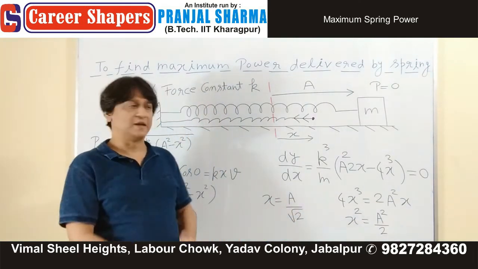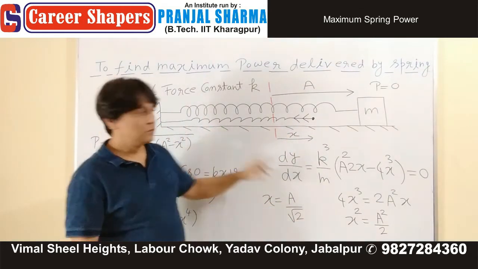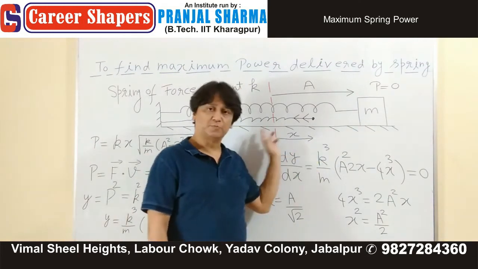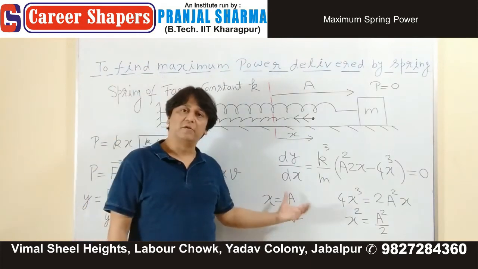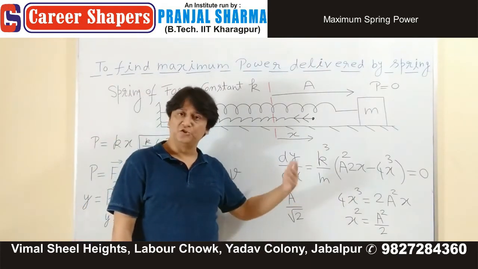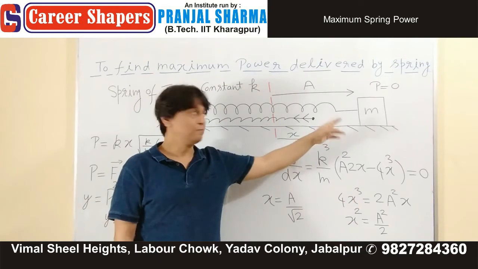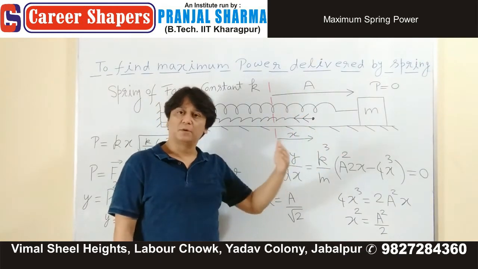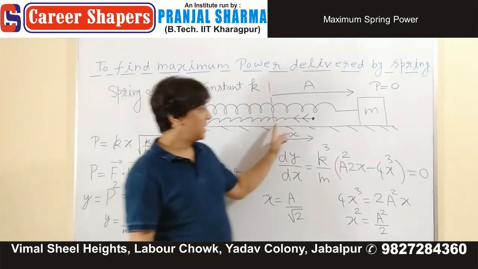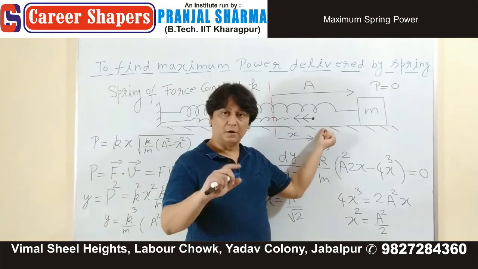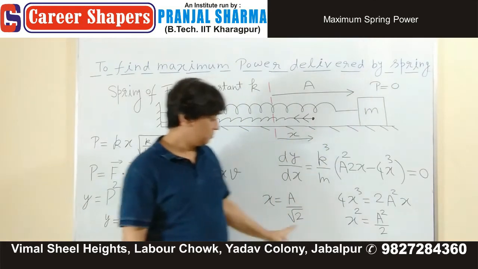There is no need for you to take the negative value. Negative value of x corresponds to this side. So we are interested in somewhere between this point, and therefore I am taking x as a by root 2. One of the important results for NEET and JEE type examinations, you can use it directly. If you displace something by A and you release it, then at what point will maximum power consumption take place? Normally people answer, at exactly the middle point. No. What is the answer? A by root 2.